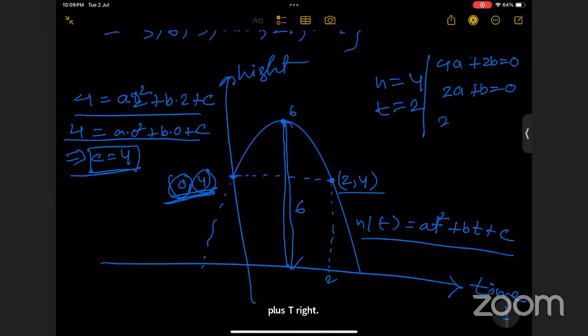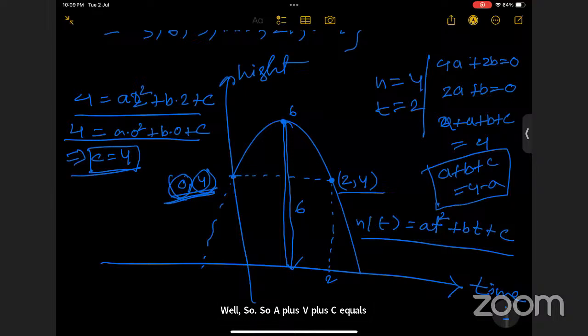So we need to find a plus b plus c, right? We have 2a plus b equals 0. And a plus b plus c equals 4 plus a, right? Now is it enough to find the value of a? No, it asks for a plus b plus c. Ma'am, can we use minus b by 2a, the vertex is 6? Yes, that is what I want to do.